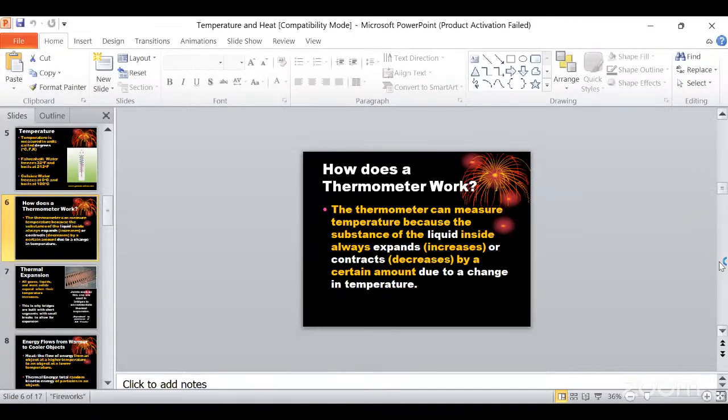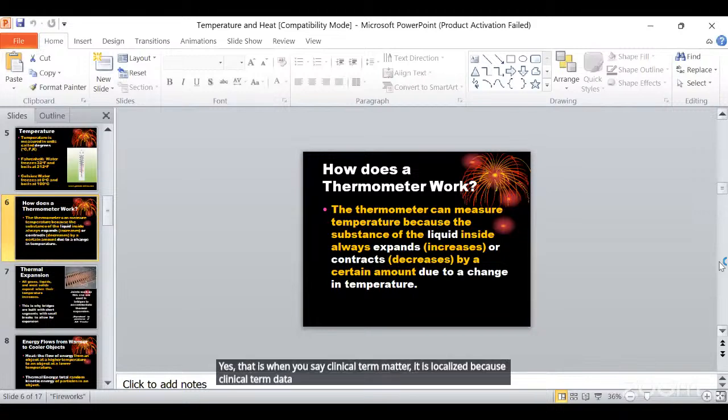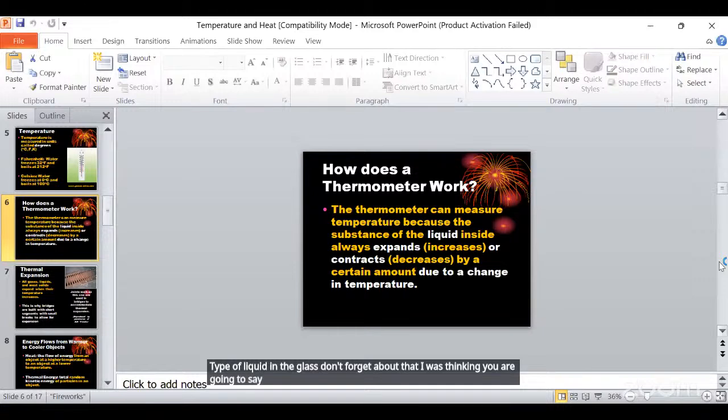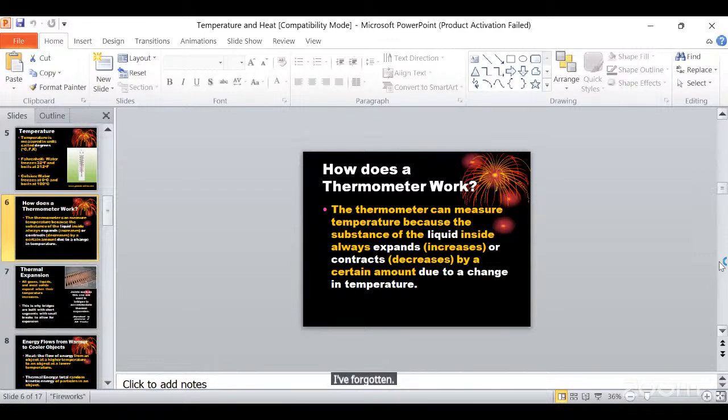Clinical thermometer. Yes, when you say clinical thermometer, it is localized because clinical thermometer makes use of the mercury type of liquid in the glass. Don't forget about that. I was thinking you are going to say constant volume gas thermometer, constant pressure gas thermometer. You've forgotten. Onoja, Marvelous, you have the floor. But they've mentioned everything. I believe thermometer, put it down too.